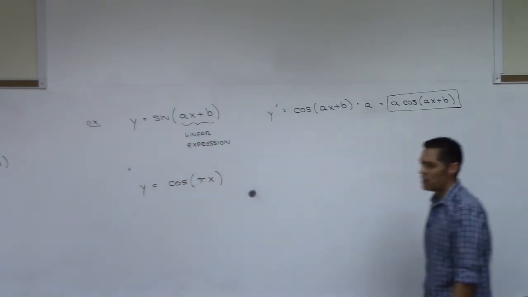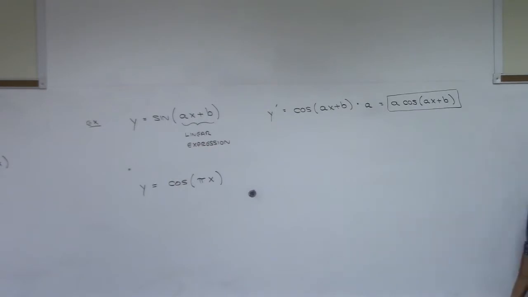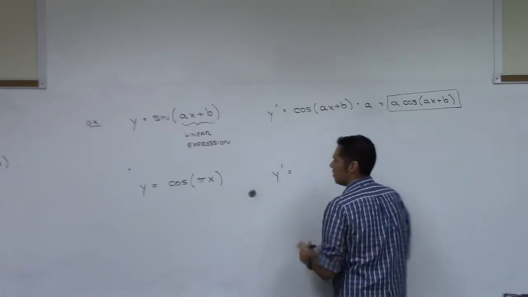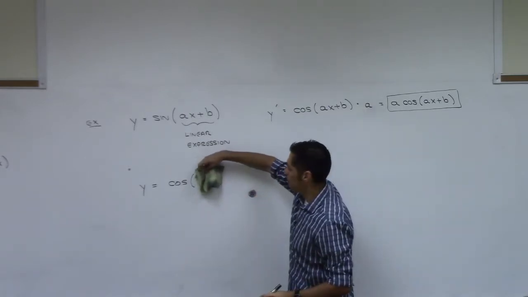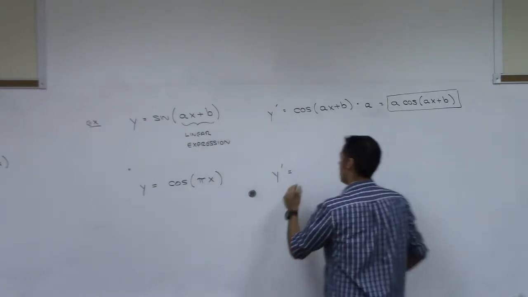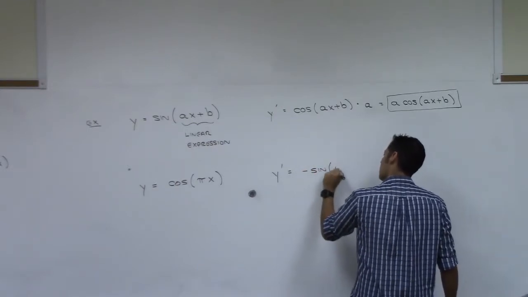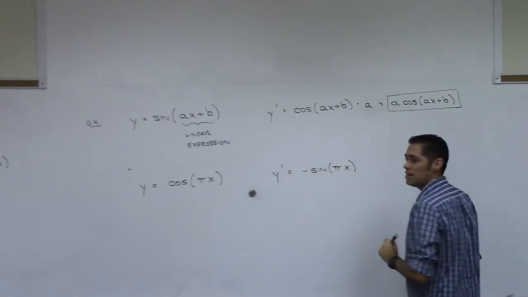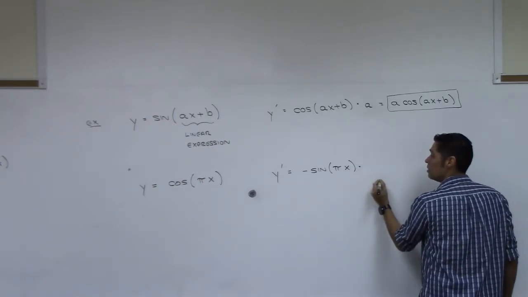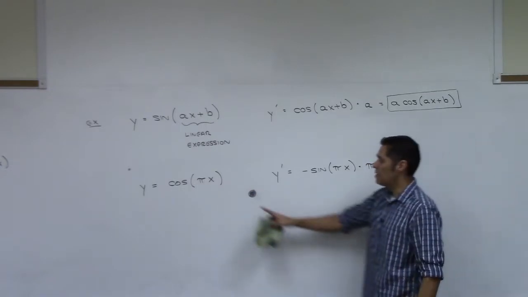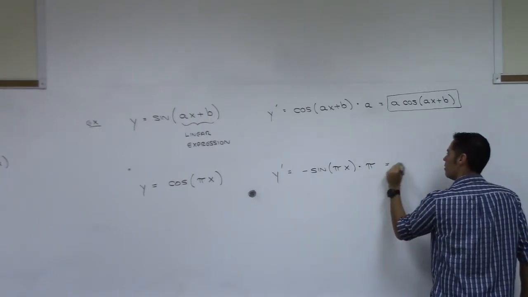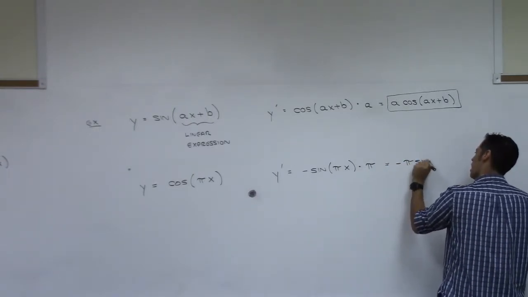Okay, is that a linear expression in there? Pi x, pi is a number, right? So that's a constant. Let's talk about the derivative of this. All right, so we have cosine of something, right? The derivative of cosine of something is what? Negative sine of that something. So I'm going to put negative sine of pi x, and I'm not done, right? I need to tack on to this what? Times pi. Because the derivative of pi times x is just pi. And now this pi can come out front. We get negative pi sine pi x.